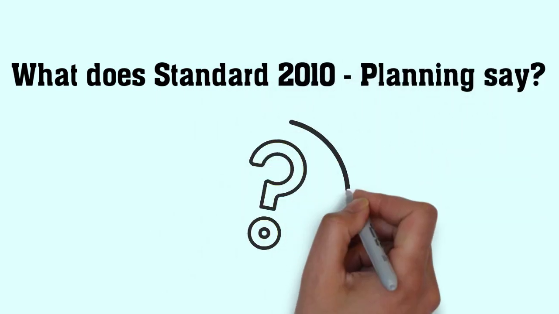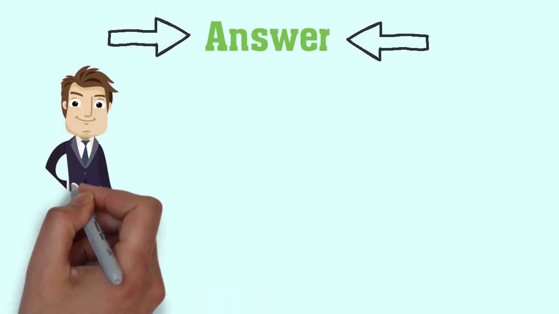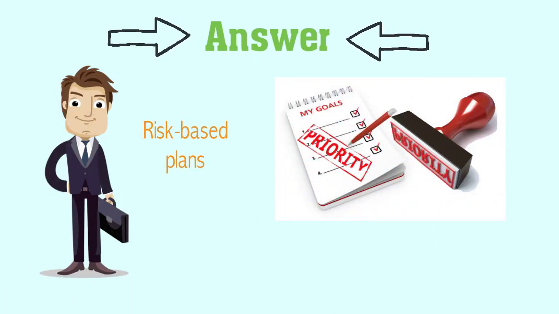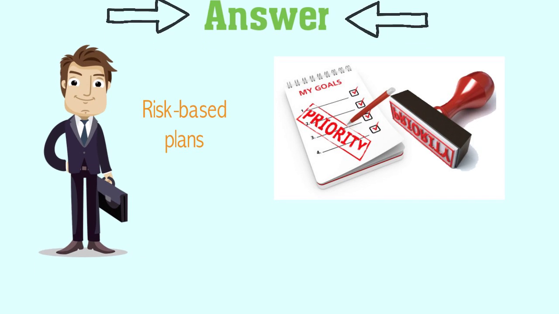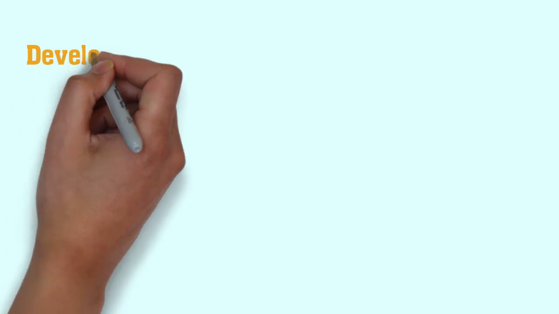What does the standard 2010 planning say? The chief audit executive must establish risk-based plans to determine the priorities of the internal audit activity and to make certain that they are consistent with the organization's goals.